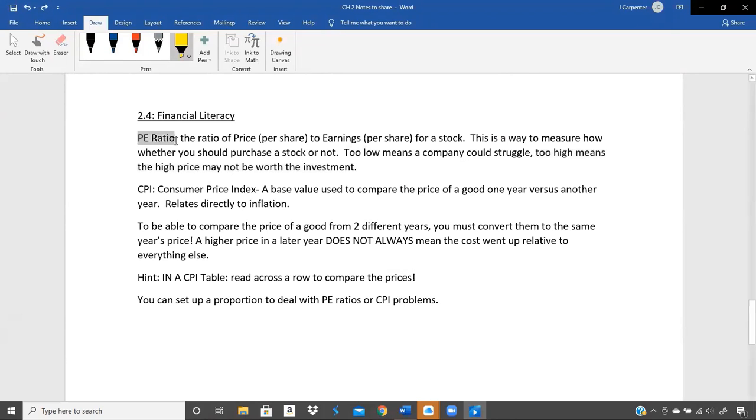So PE ratio is one way to say, well, maybe I'll buy this company, maybe I won't. And it's kind of a porridge situation. There's too hot, there's too cold, and then there's just right. And you might see a PE ratio that's way out of that just-right zone and the company's still making money. Or you may see a company have just the right PE ratio and they still end up losing you money. Anything's possible. It's just a historical way of doing things.